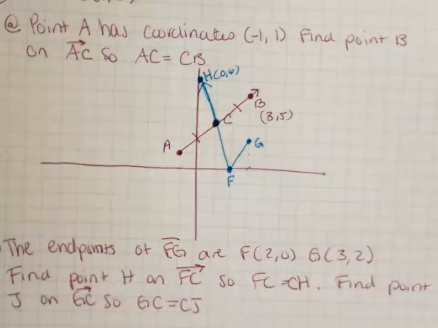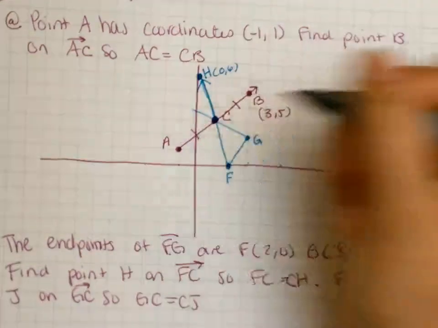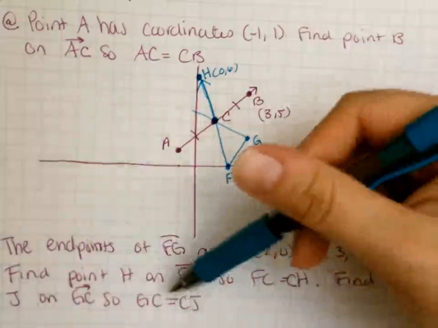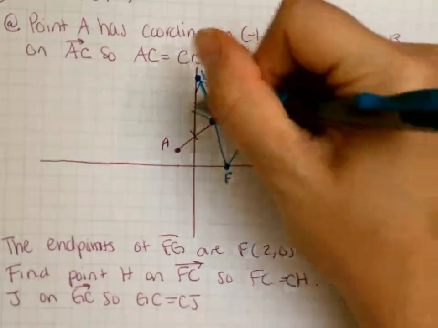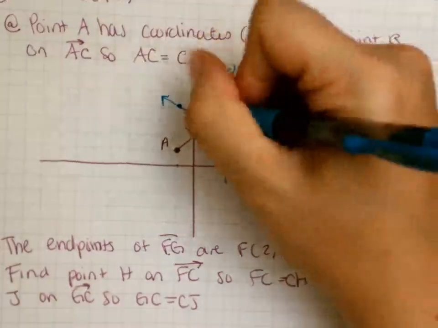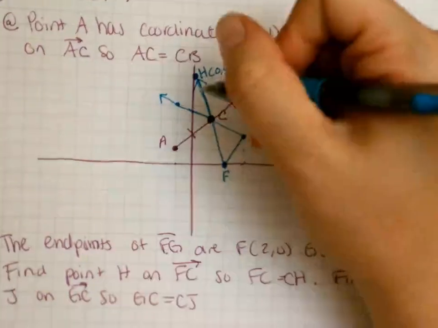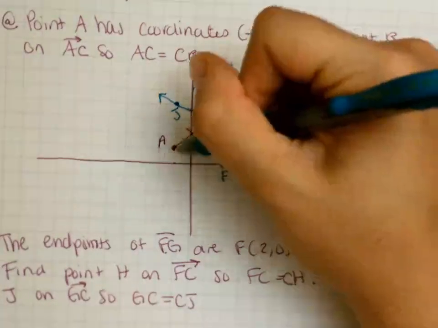Find point J on GC so that GC is equal to CJ. Up 1 over 2, up 1 over 2. Alright, so J is at -1, 4.